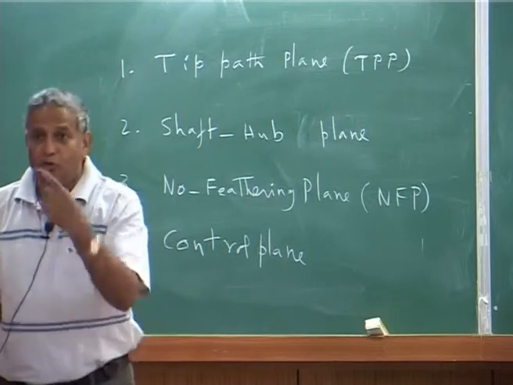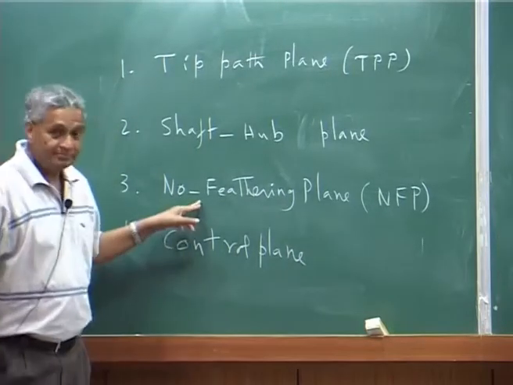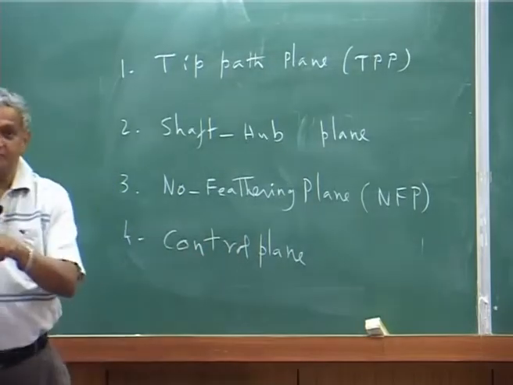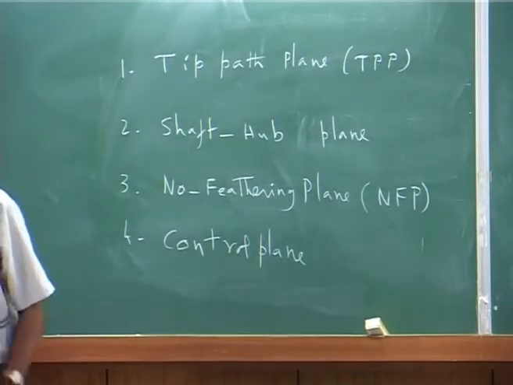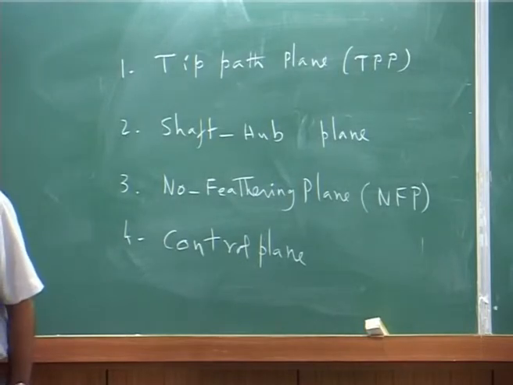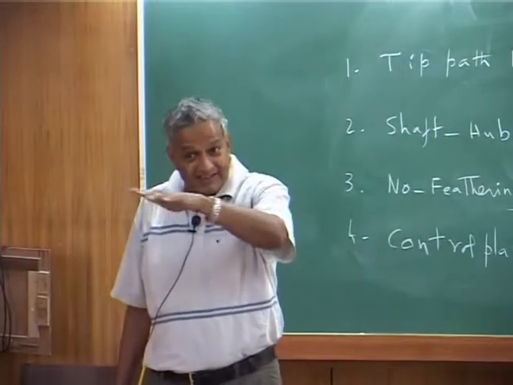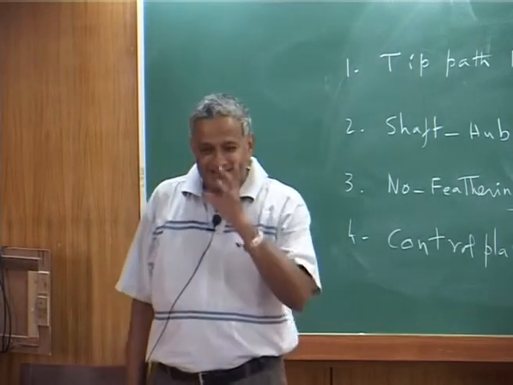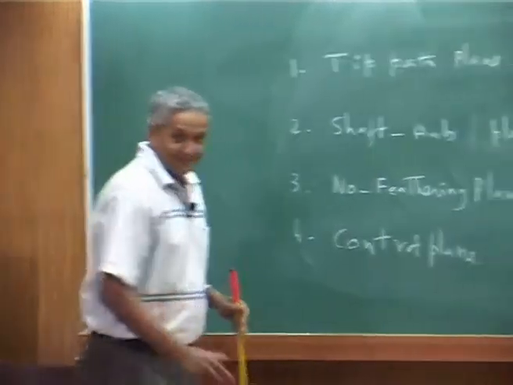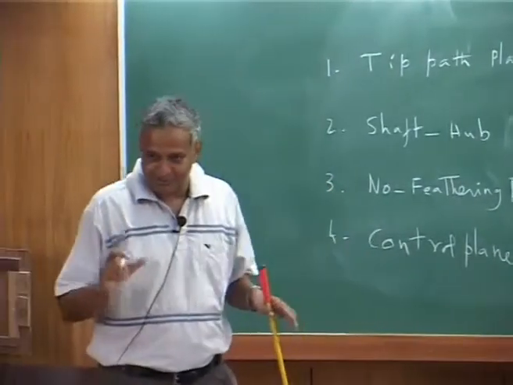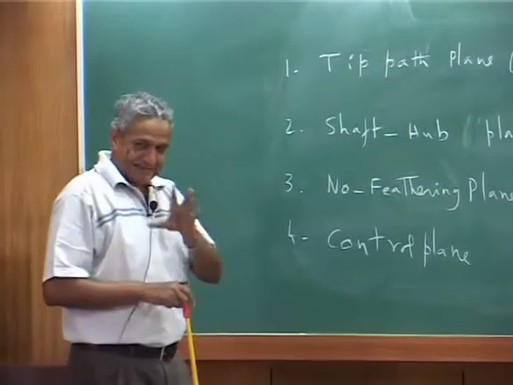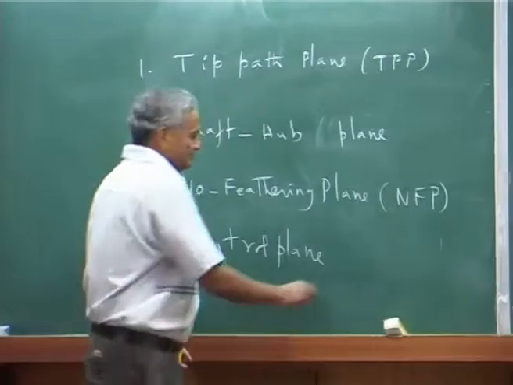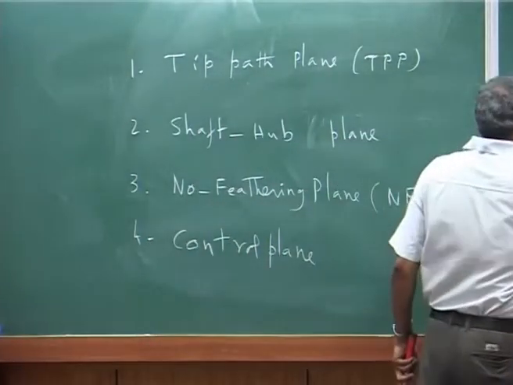Now you choose the no feathering plane. In this plane, the pitch angle of the blade is constant. In that plane, the pitch angle of the blade is a constant. This is sketching, maybe with the computer in 3 dimensions we should be able to make it. I can briefly describe it with this diagram, a very simplistic diagram.